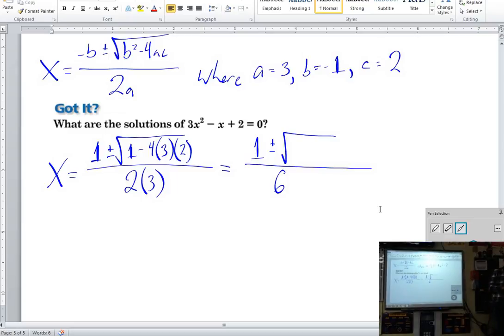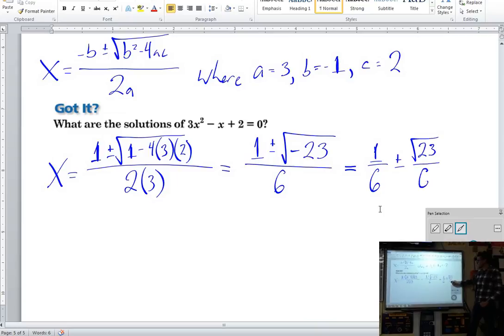What do you get under the radical? Negative 23. So when we simplify that out and use our imaginary values to represent this solution, you want the answer? Yep. It would be 1 plus or minus the square root of 23 times i. So we really want to split it up into a real value and an imaginary value.